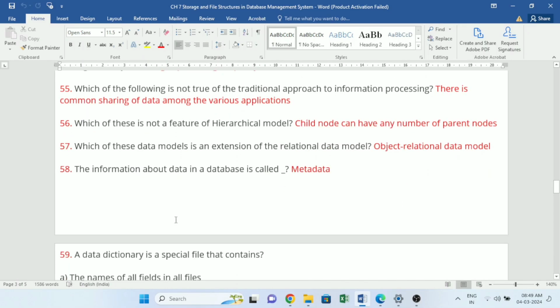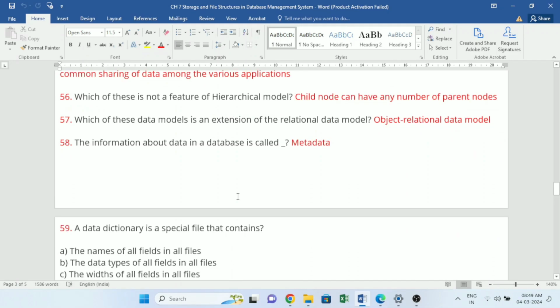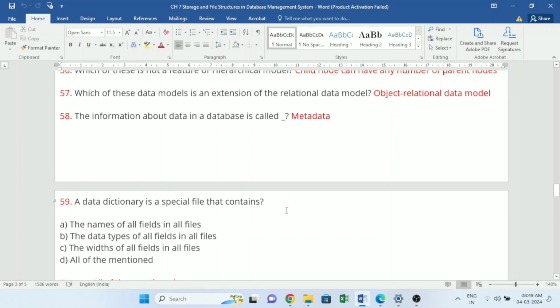56. Which of these is not a feature of hierarchical model? Child node can have any number of parent nodes. 57. Which of these data models is an extension of the relational data model? Object relational data model. 58. The information about data in a database is called metadata.